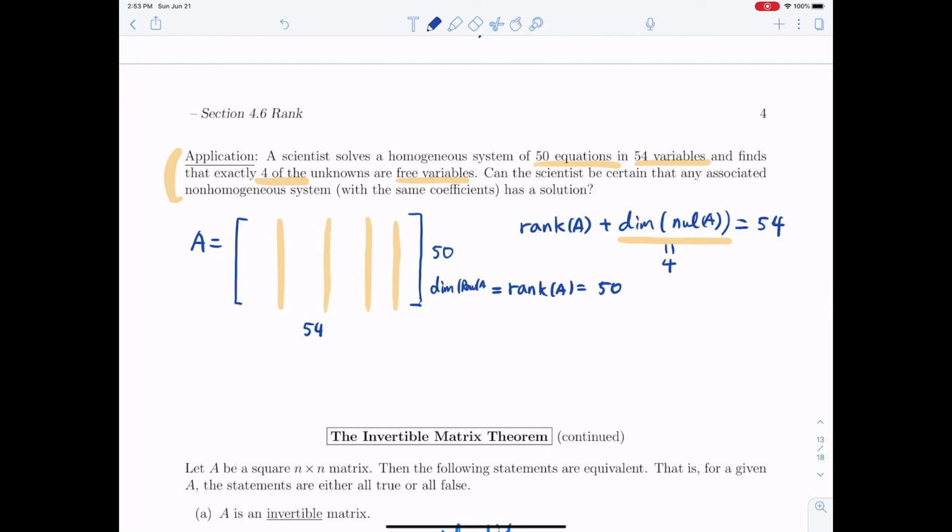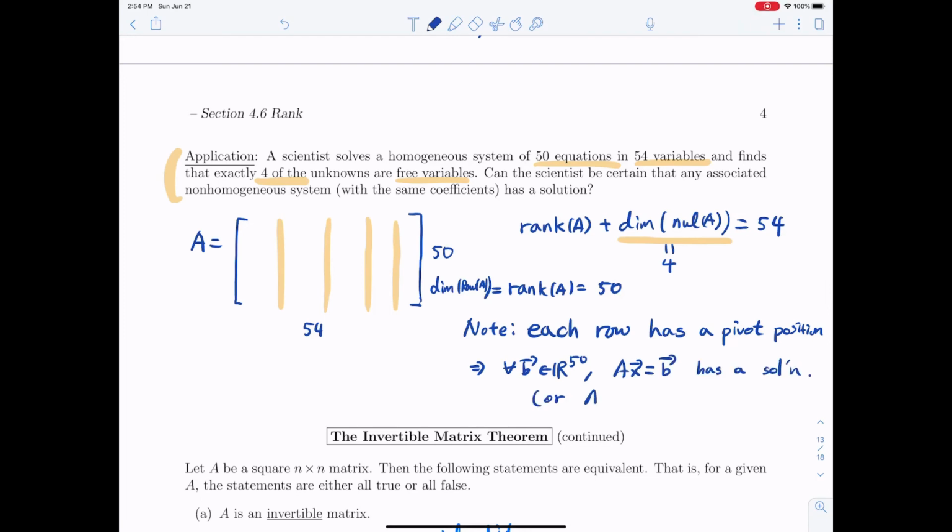Then this tells us that there are no 0 rows in the RREF of A, or equivalently, each row has a pivot position, or equivalently, for any b in R^50, we can find a solution x such that Ax equals b, or A is an onto map. So for this reason, one can tell that any associated non-homogeneous system of equations has at least one solution.